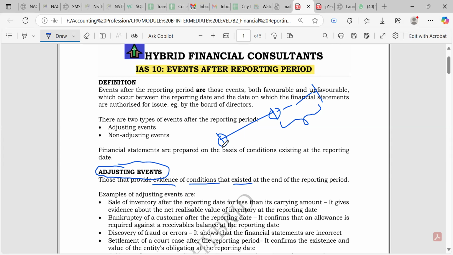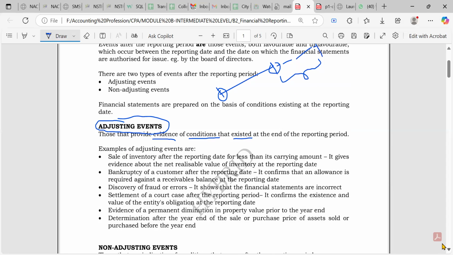Corrections, right? So that's why you call it an adjusting event. It provides evidence of something that existed. Okay, you can look at the examples. These examples are the standard itself now, right? You see these examples, but they are the scenarios. For example, sale of inventory after the reporting date for less than its carrying amount.